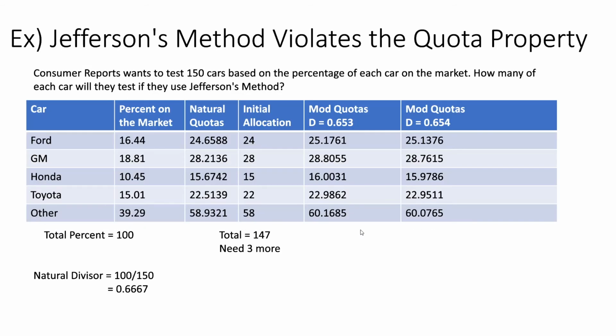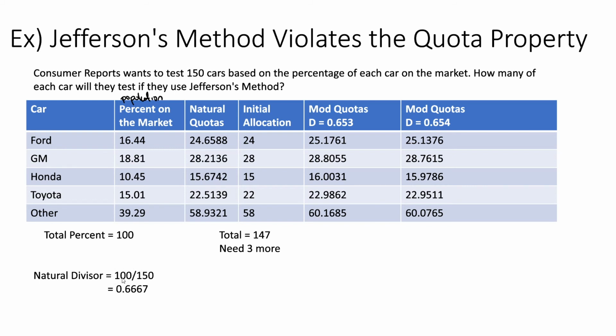So here's an example where Jefferson's method violates the quota property. Suppose Consumer Reports wants to test 150 cars based on the percentage of each car on the market. How many of each car will they test if they use Jefferson's method? So we have different types of cars here. We have the percent on the market. So you could think of this as being like population or state population. We have our total population or percent, which would be 100.